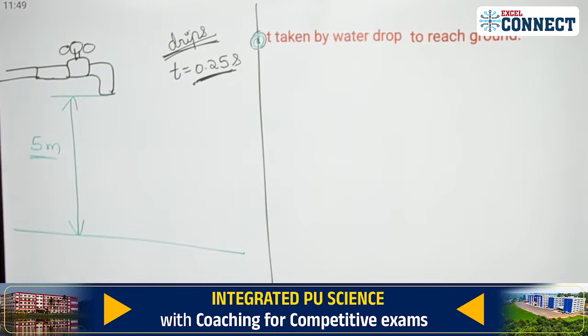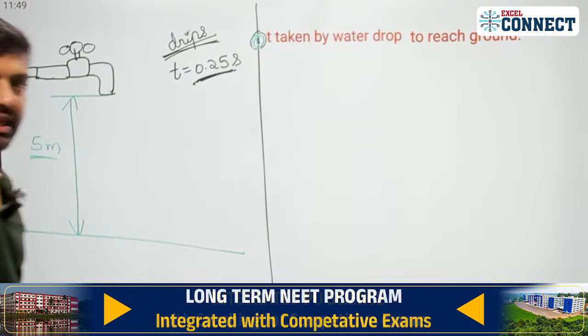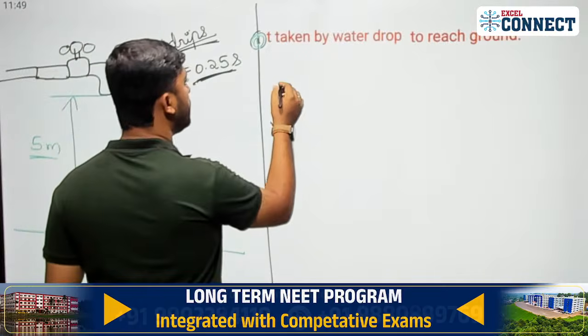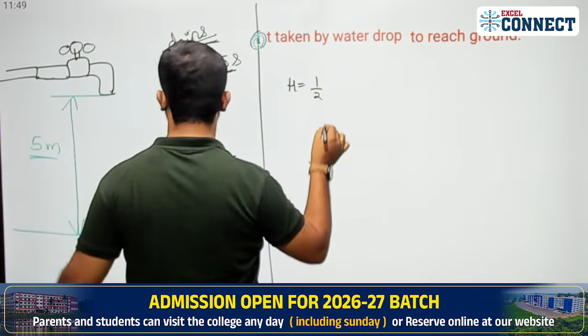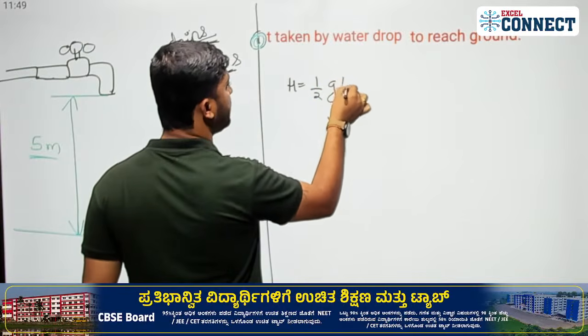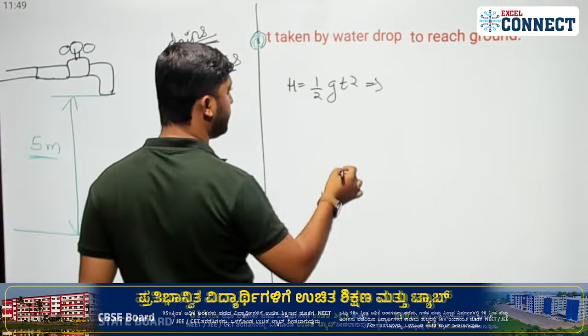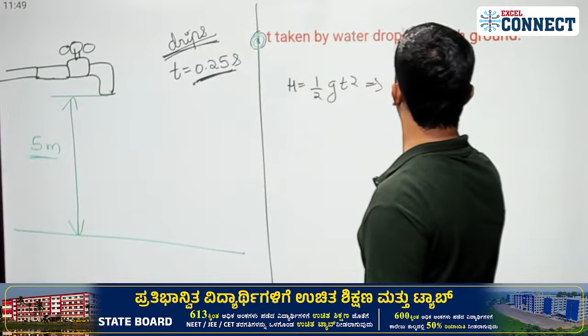Okay, now see here. What is the time taken by the water drop? So, what is the height? Height is given. Height is 5 meter, h = half g t square. Try to solve this. Height is 5 meter.